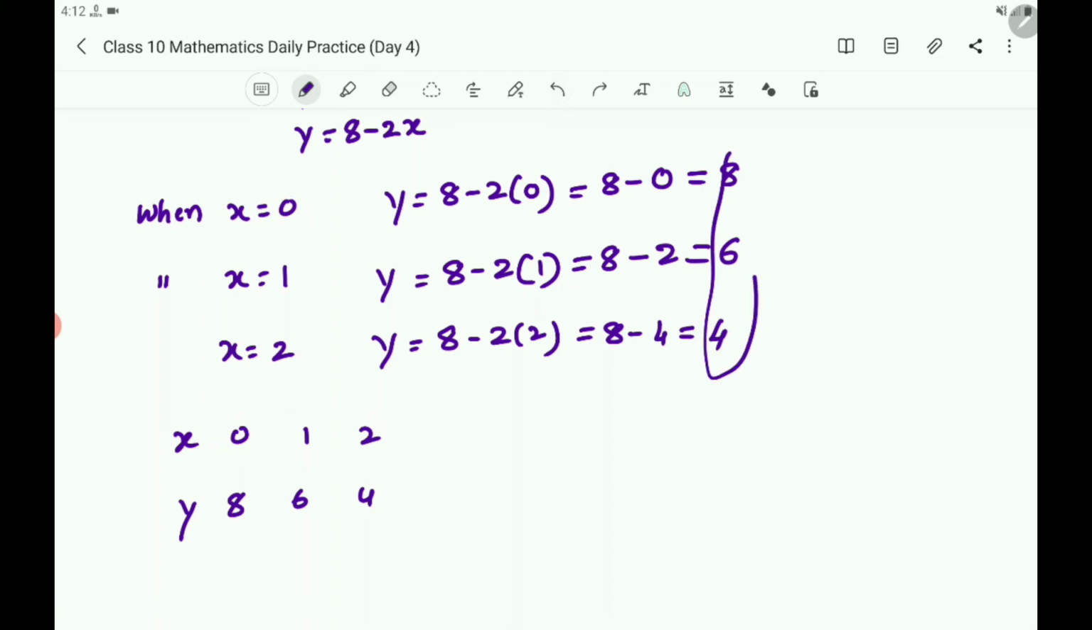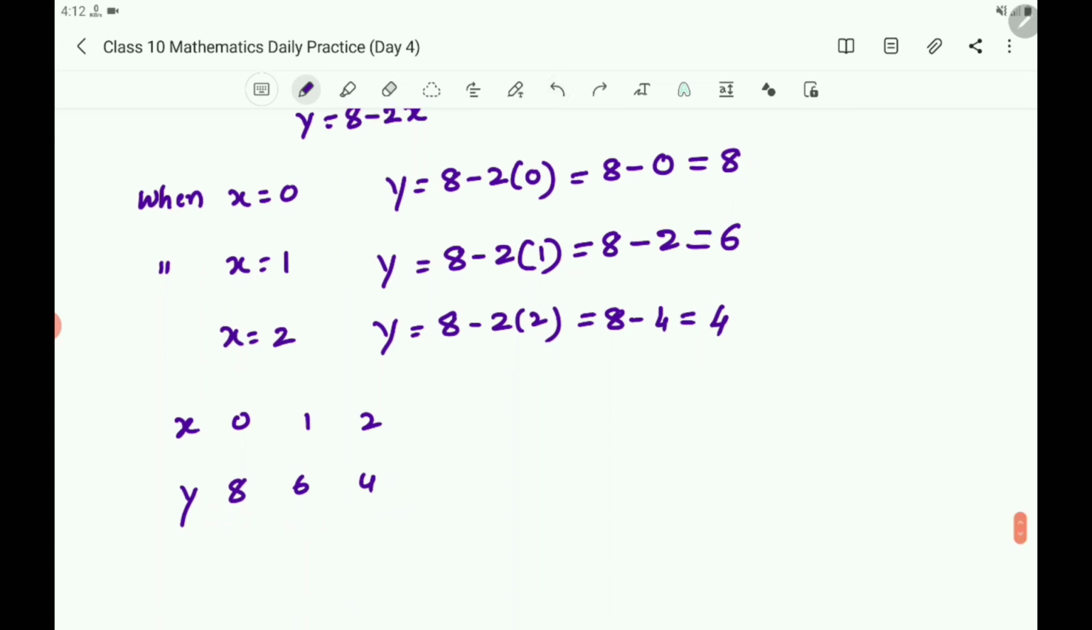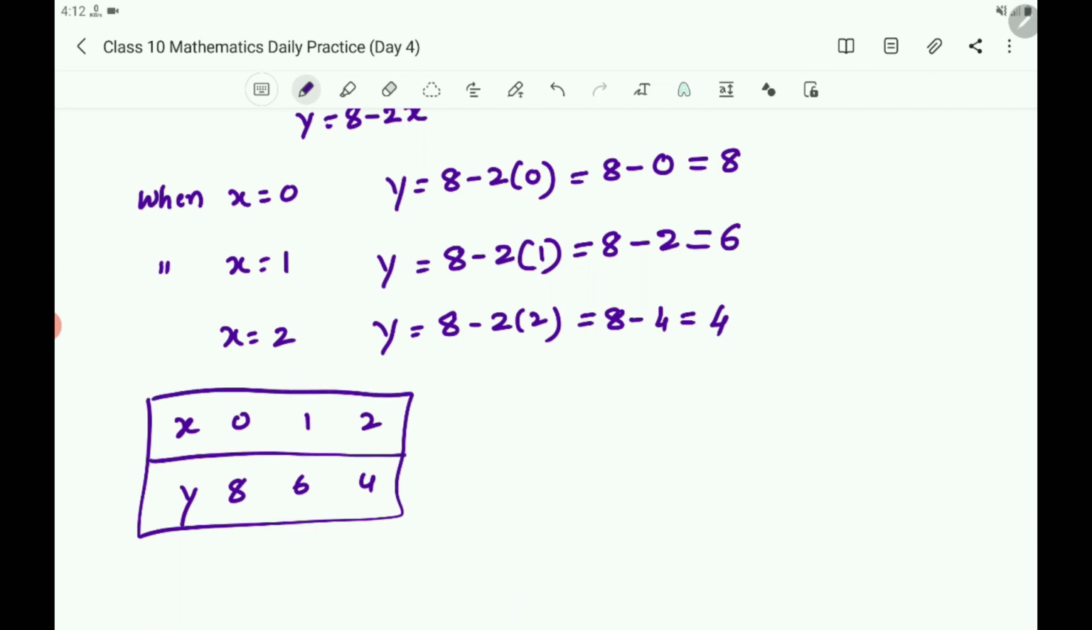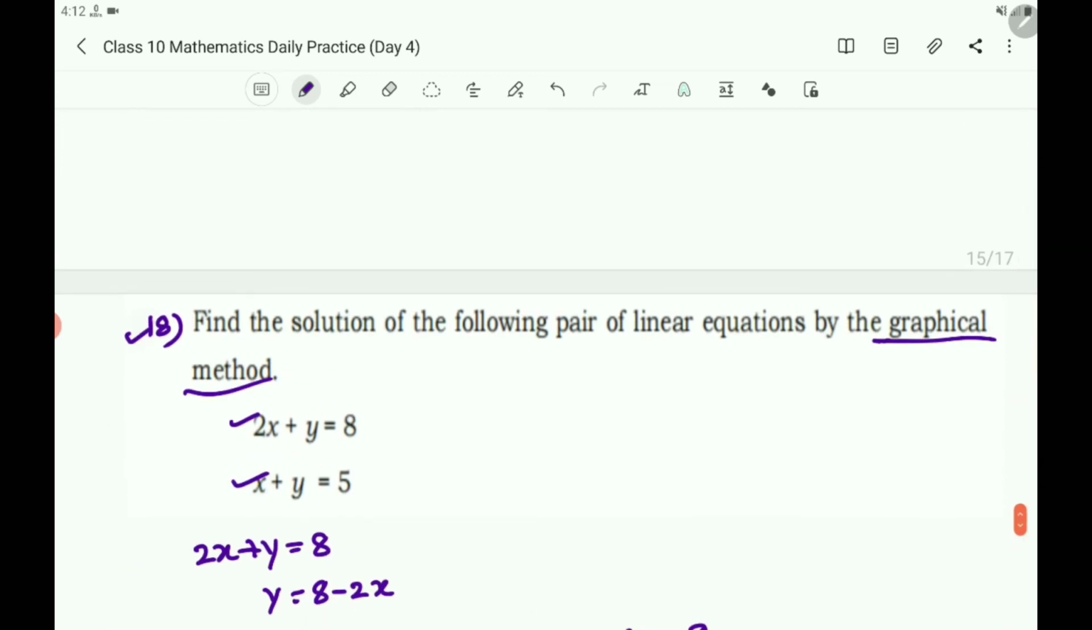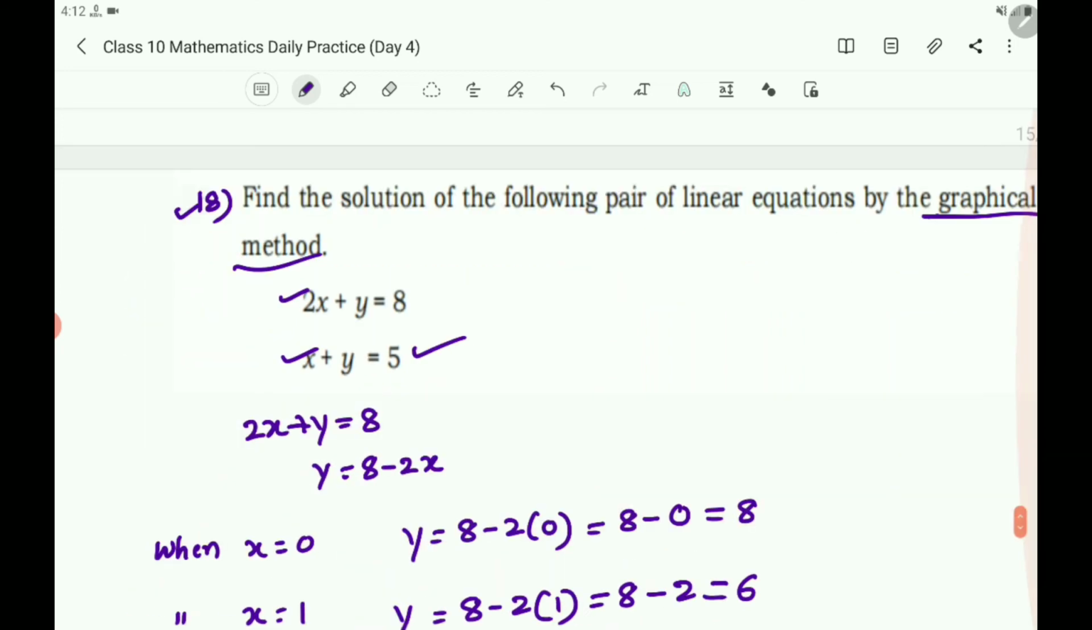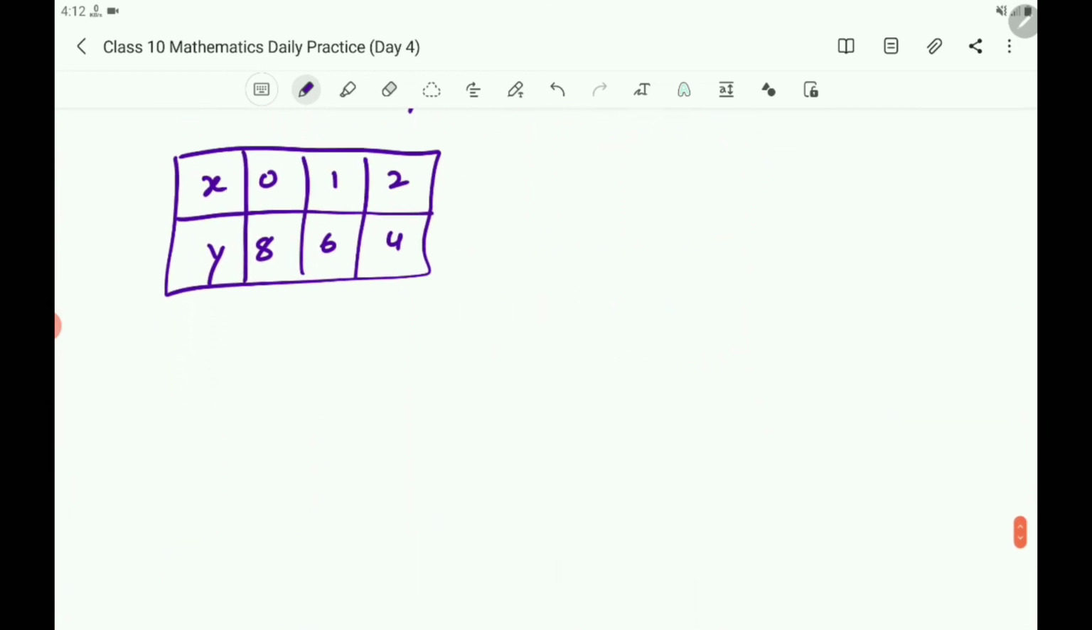Corresponding values of y are 8, 6, 4. So you got the set of solutions for the first linear equation. Now let us take the second one. What is that? x plus y equals 5.